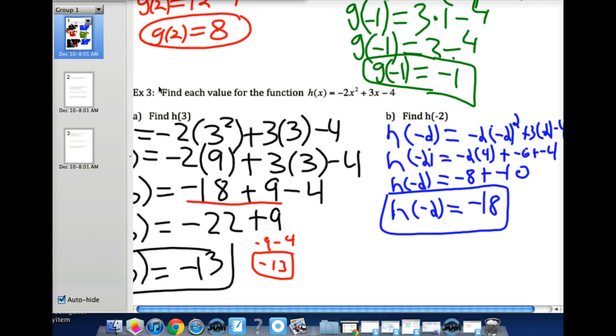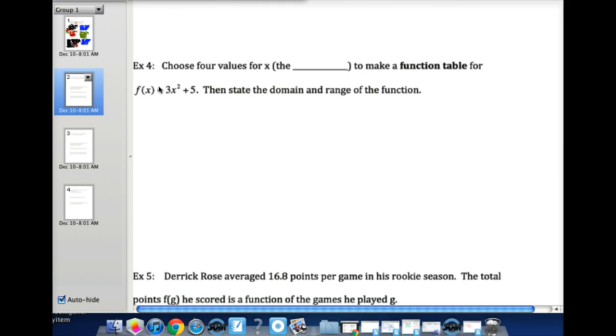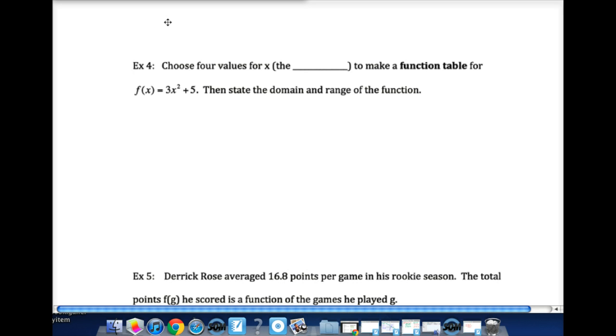Let's do one function table. Choose 4 values for x. There are several names for x when we're talking about functions. I can come up with 2 other names. So give me one of them. Domain.